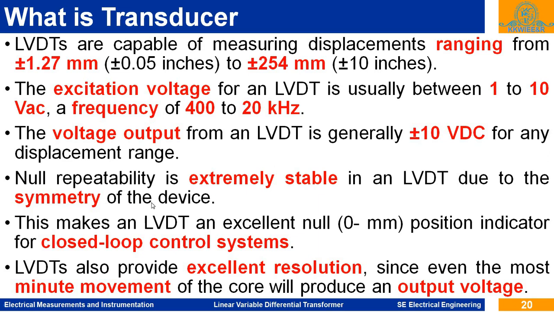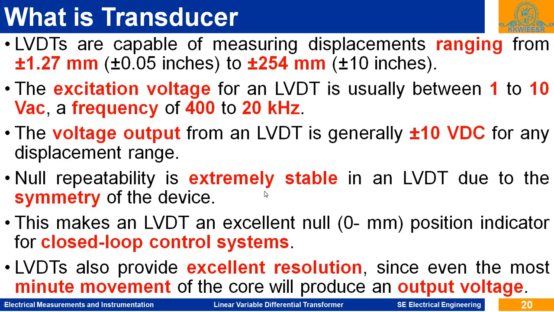Okay. So null repeatability is extremely stable in an LVDT due to the symmetry of the device. So primary winding, then on both sides of the primary winding, the secondary S1 and S2 windings are provided. And it is packed in a total epoxy system in a stainless tube container. So null repeatability is extremely stable.